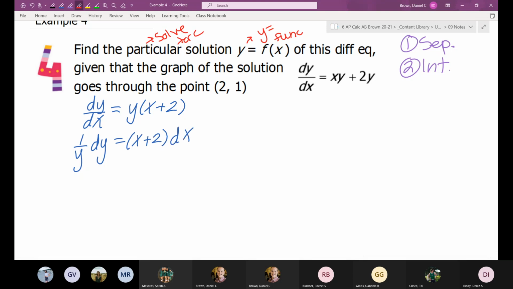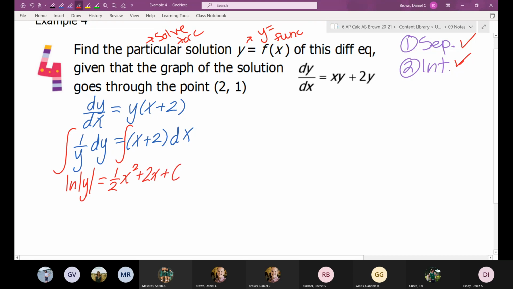So I've done the first step. I have separated everything. Second step, now I just want to integrate both sides. So I have the integral of 1 over y and the integral of x plus 2. 1 over y is going to become what? Natural log. That's your natural log rule, of the absolute value of y technically. And that's equal to 1/2 of x squared plus 2x. And then please don't forget that constant of integration.